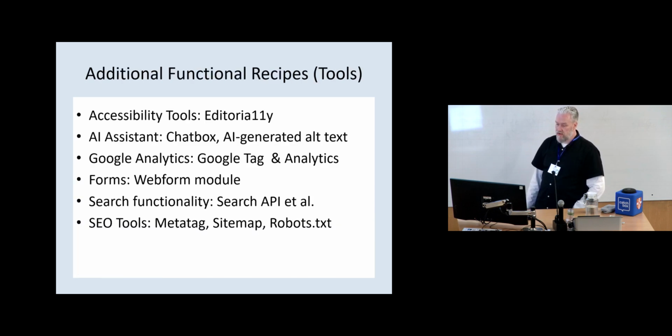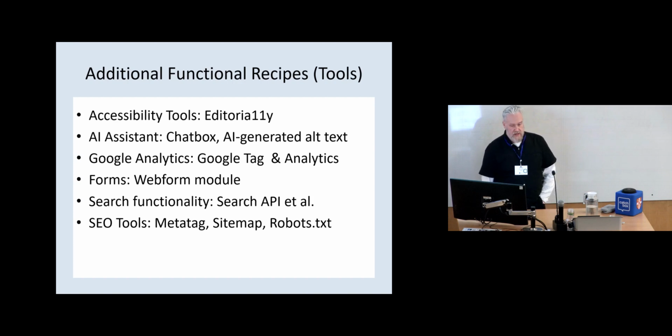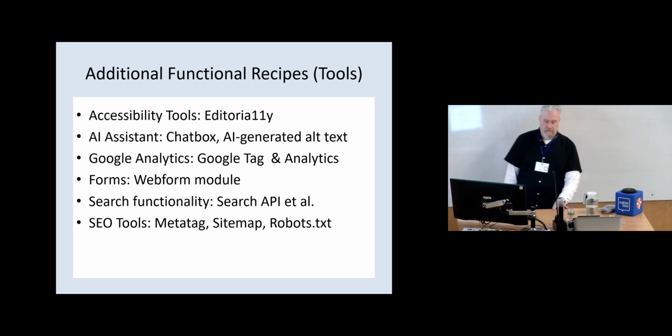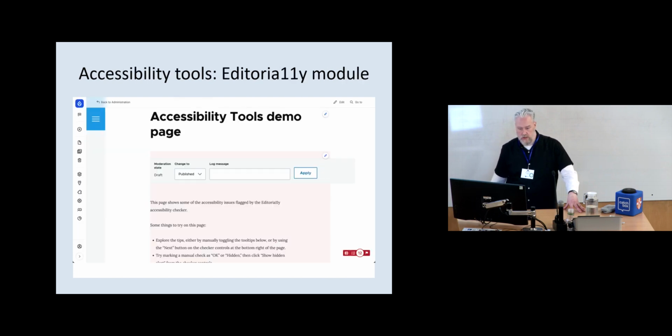There are these additional functional recipes that come with Drupal CMS. You've got the accessibility tools, which basically installs Editoria11y at the moment. Gives you some stuff, we'll see it in a minute. AI Assistant is another recipe that sets up the chatbot, AI-generated alt text. Google Analytics will set up your analytics. Forms gives you the web form module. Search functionality, you get Search API all set up. And the SEO tools, which is again, like I mentioned before, different to the SEO Basic. This will set up some extra helpers for your nodes.